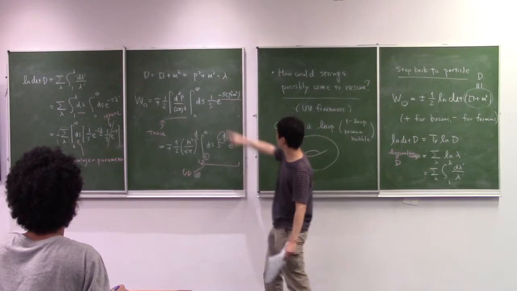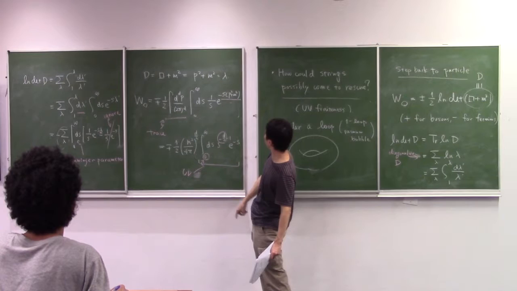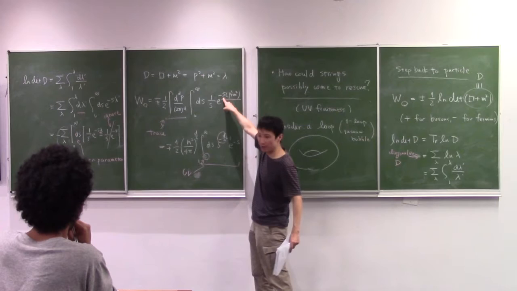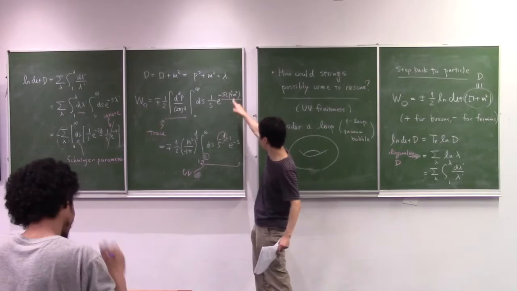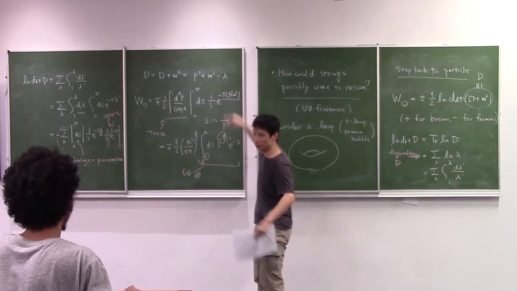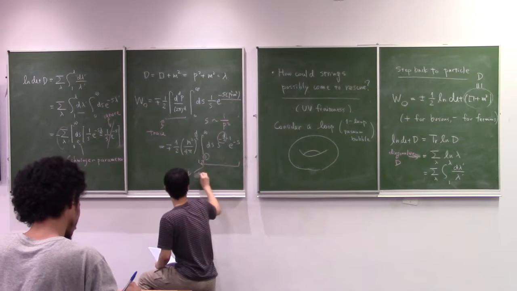So if s is large, then the contribution comes from small p, because otherwise this exponential damps. But for small s, all p can contribute, because there's no damping. So that means this small s corresponds to large p. Roughly speaking, s is like 1 over p squared. That's what this exponential tells you. So it gives the UV divergence.